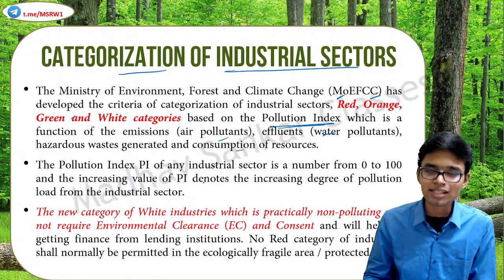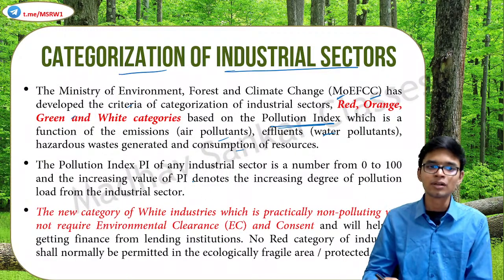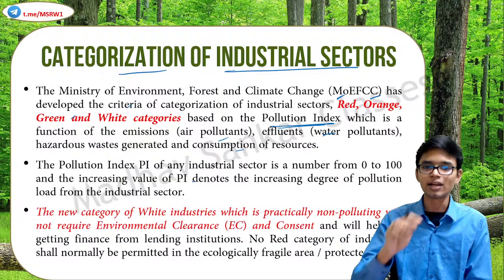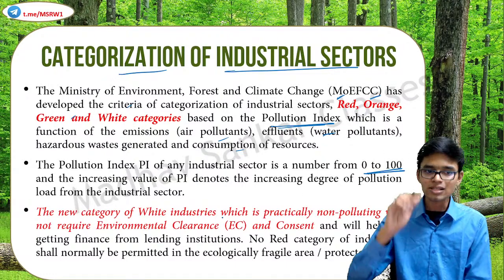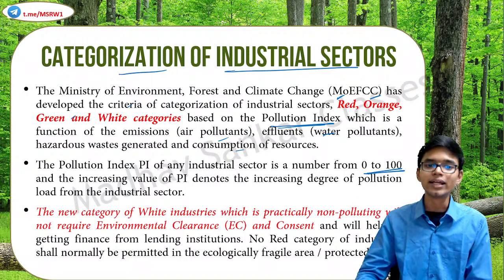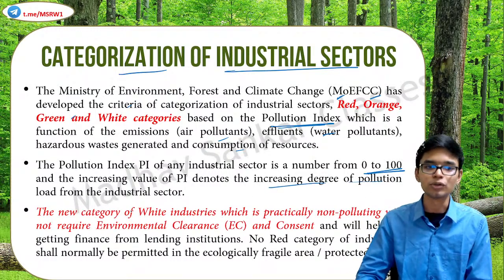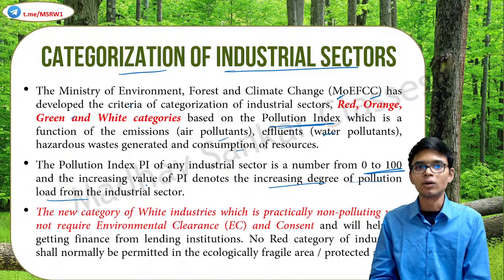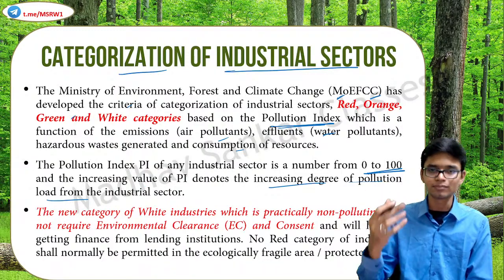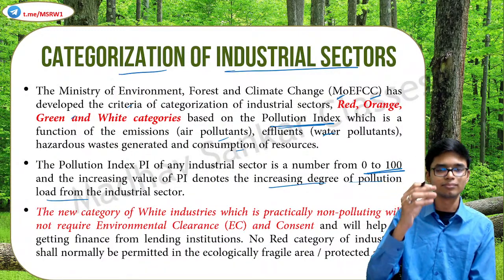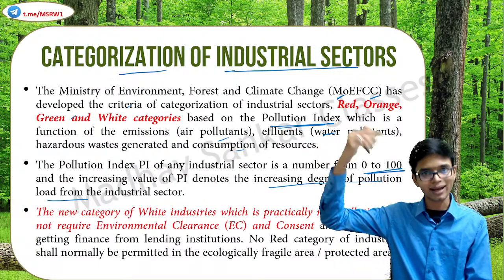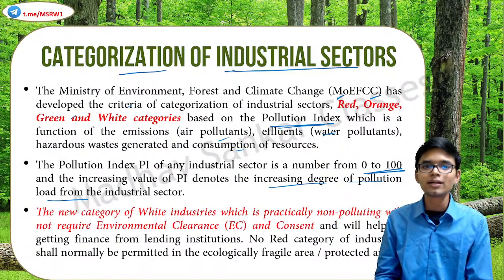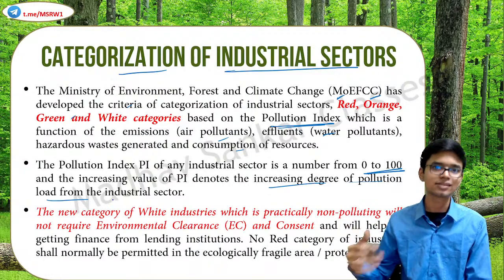The pollution index is actually for the industrial sector. The pollution index for the industrial sector will range from 0 to 100. A higher score of PI value denotes the increasing degree of pollution. Okay, the more the value of PI, the higher the pollution. So 0 is the minimum value, which means 0 pollution, and 100 means maximum pollution. Clear? But this is the old categorization, and the government recently revised it.